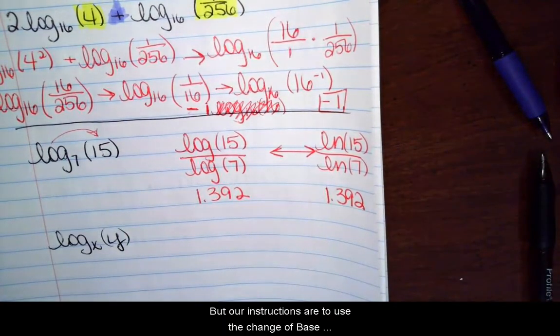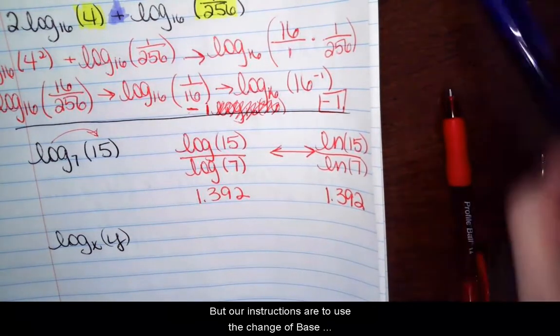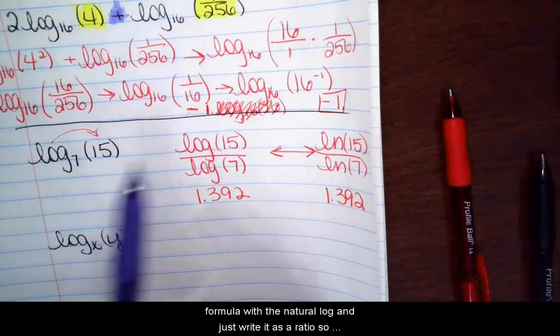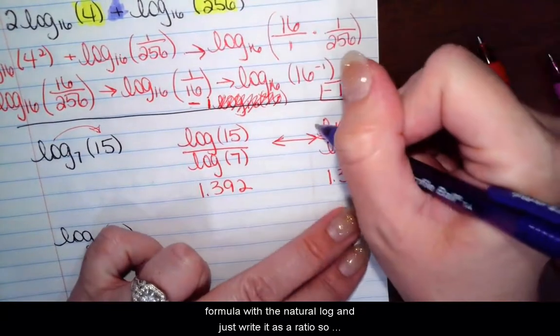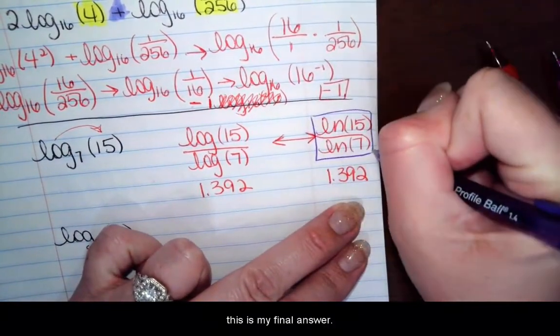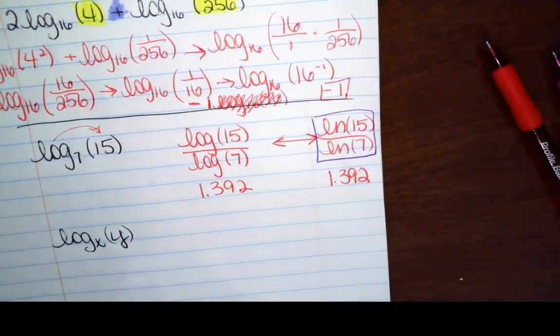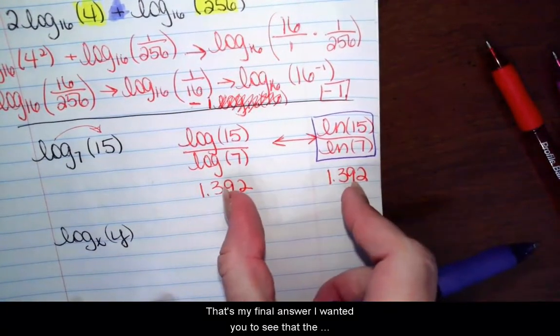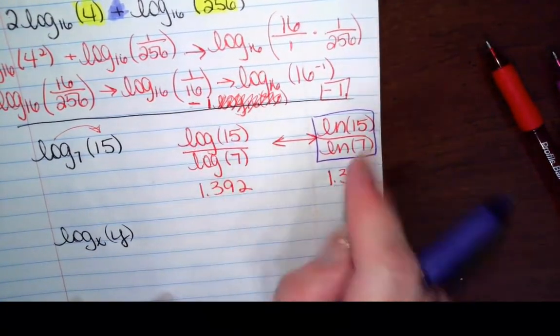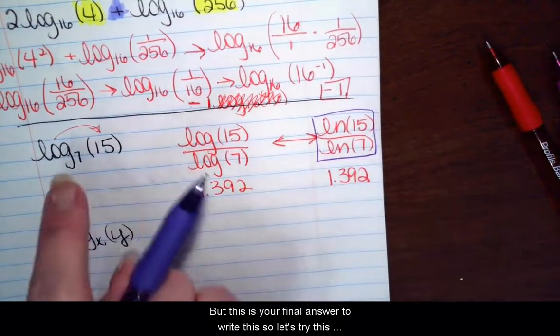But our instructions are to use the change of base formula with the natural log and just write it as a ratio. So this is my final answer. Okay, that's my final answer. I wanted you to see that the decimal gives you the same thing. But this is your final answer to write this.